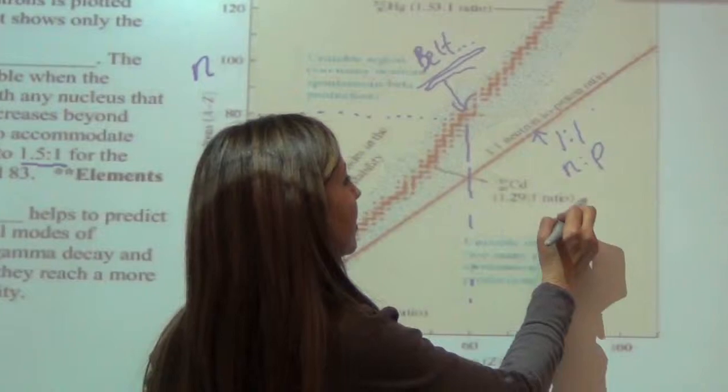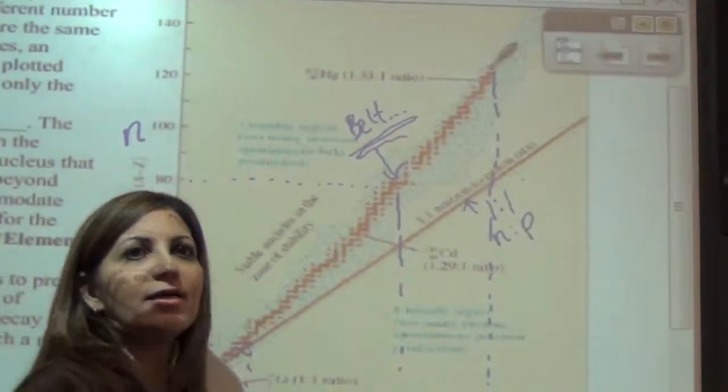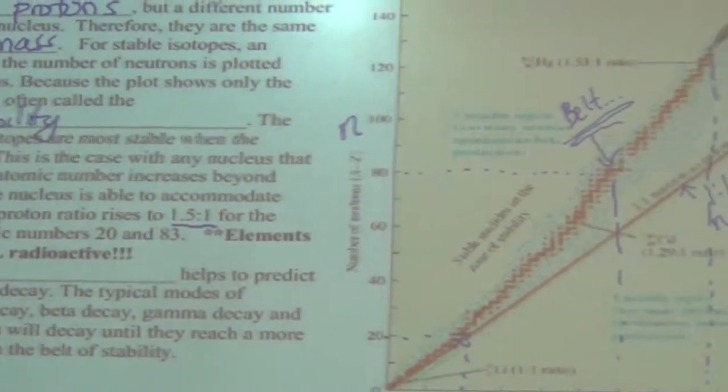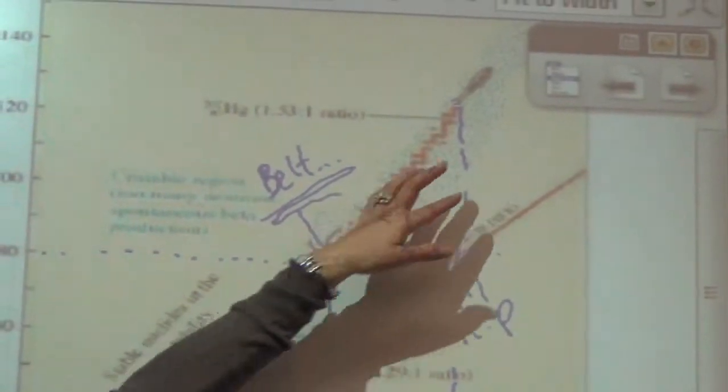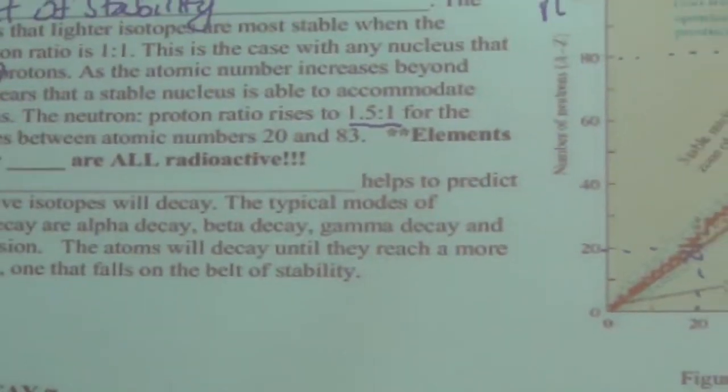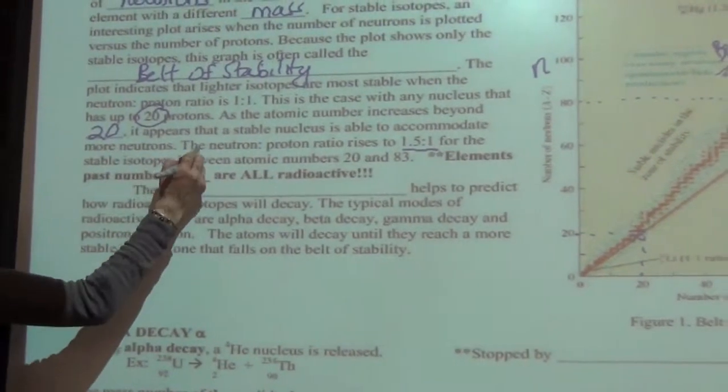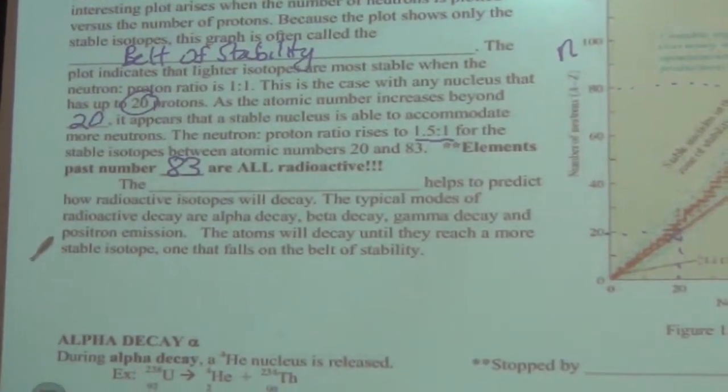What happens after element 83? They're no longer stable, right? Now they're all radioactive, right? So now they are all radioactive, and then they have to decay in order to reach the belt of stability. Elements past number 83 are all radioactive.